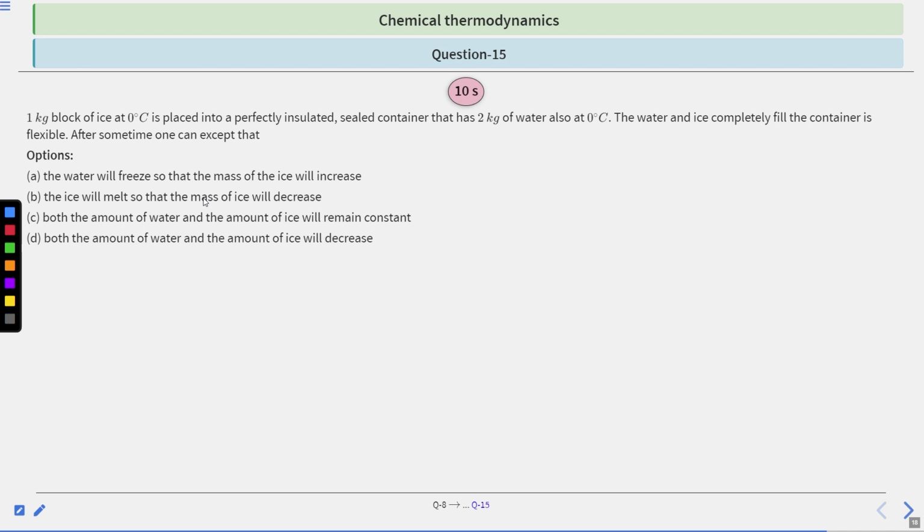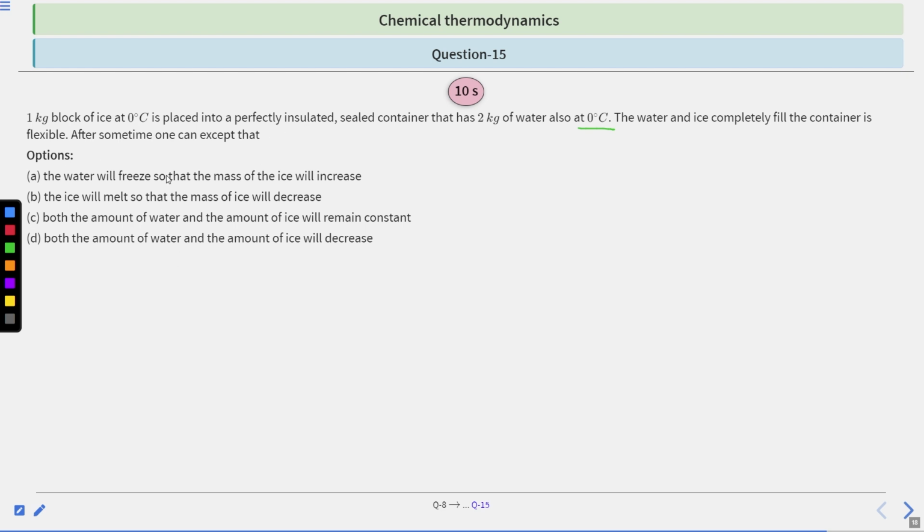Question number 15. 1 kg block of ice at 0 degrees Celsius is placed into a perfectly insulated sealed container that has 2 kg of water also at 0 degrees Celsius. So both water and ice are at 0 degrees Celsius. Mass is different. Ice is 1 kg and water is 2 kg in the same container. The water and ice completely fill the container, which is flexible. After some time, one can expect that.